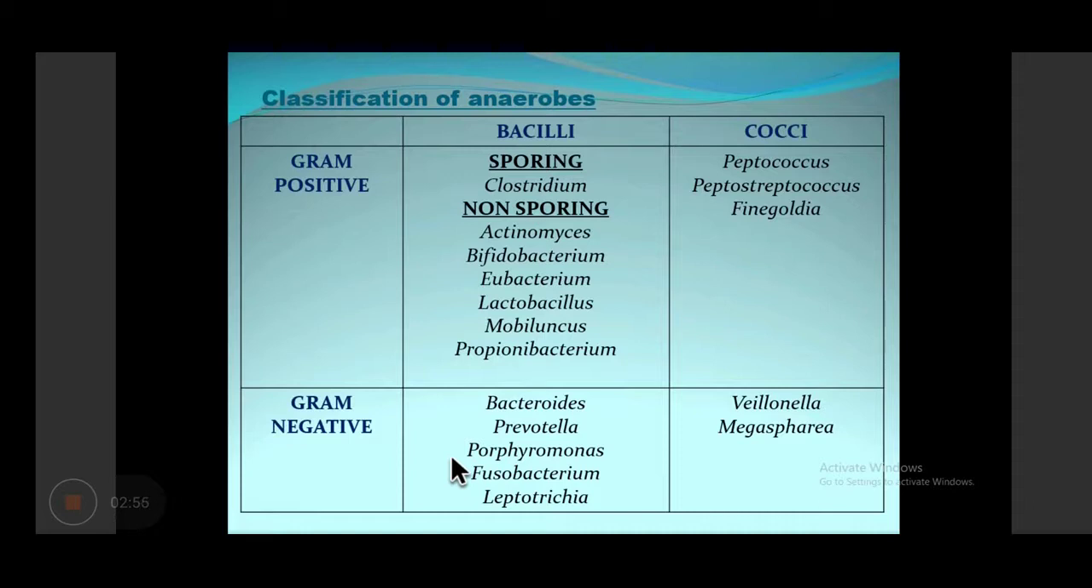Among gram-negative bacilli, there are Bacteroides, Prevotella, Porphyromonas, Fusobacterium. These are examples of gram-negative bacilli. These are the anaerobic examples of bacteria. In cocci, we will see the Peptococcus, Streptococcus, Veillonella and Megasphaera. They are gram-positive and gram-negative cocci. These are only anaerobes. There are many, but these are the most common cause of anaerobic infection.